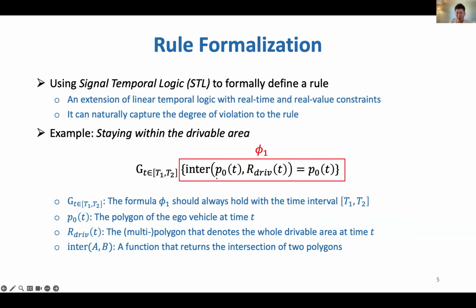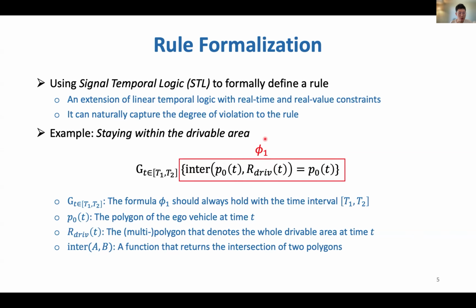So in Scenic, we can represent a vehicle object as a polygon. So this P0T is the polygon of the ego vehicle at time t. And similarly, we can use a polygon or multi-polygon to denote the drivable region in the simulation environment. So this is the drivable area. And then we can check if the polygon of the ego vehicle is within the drivable area.